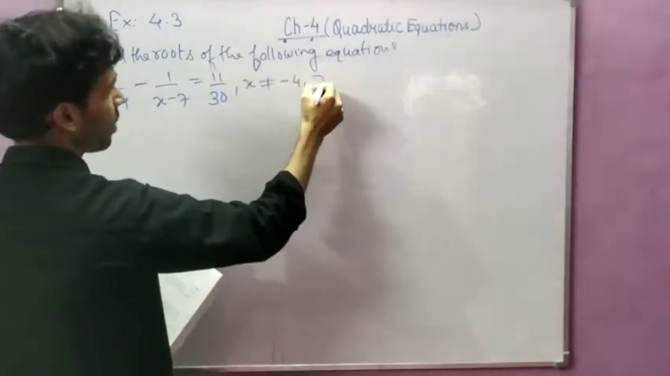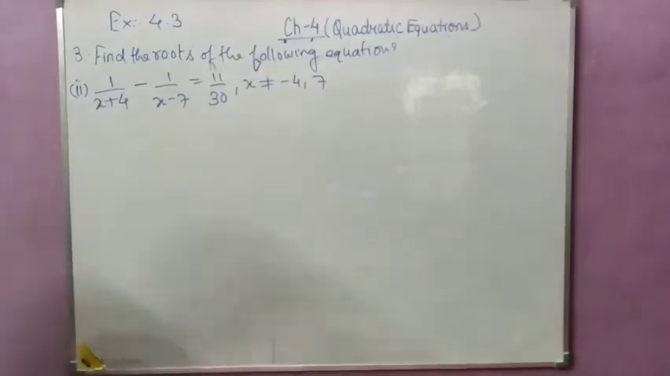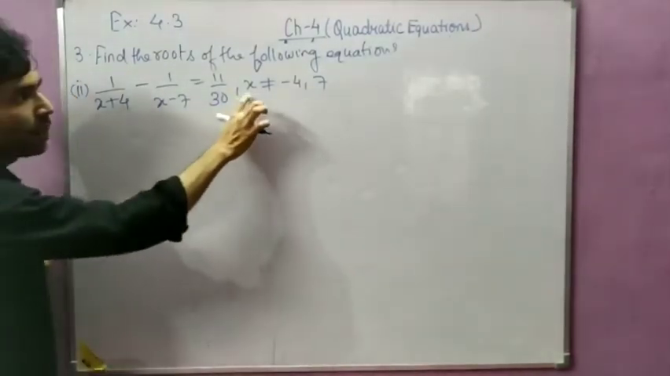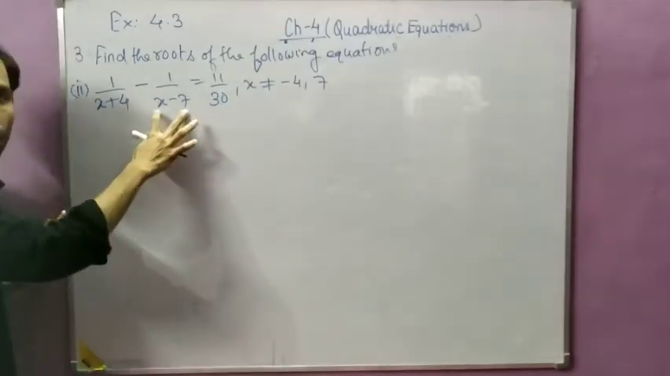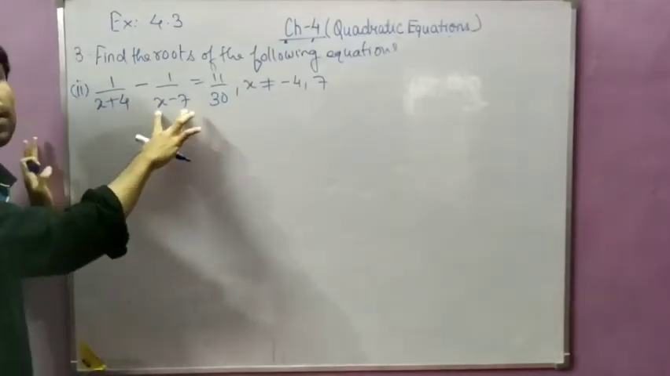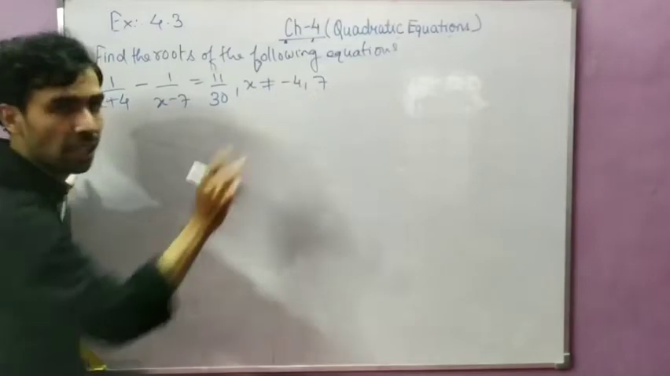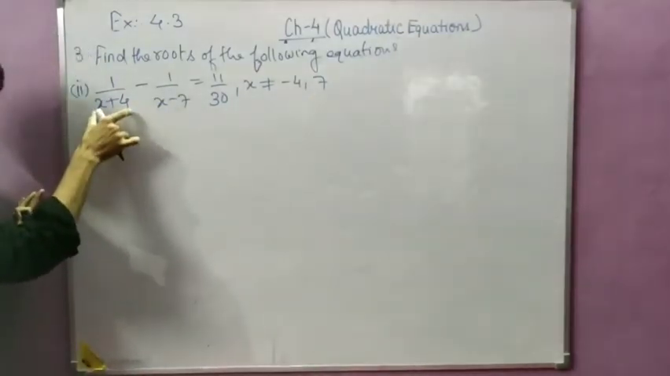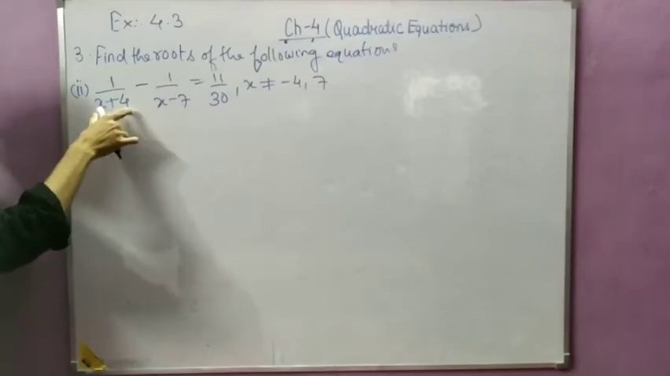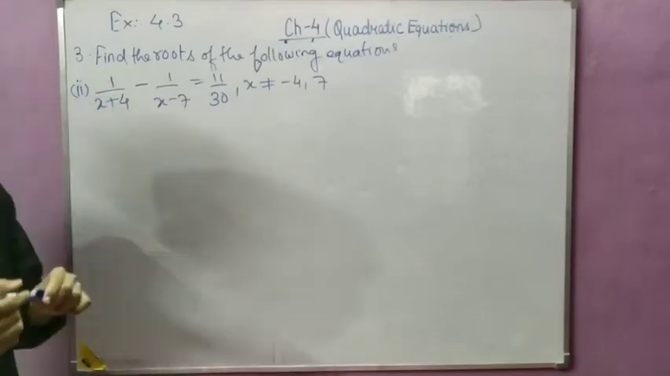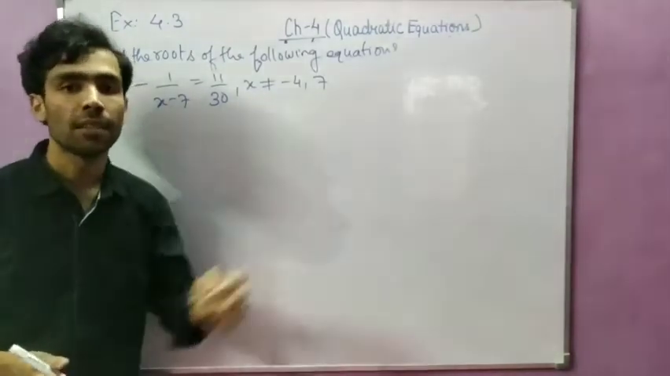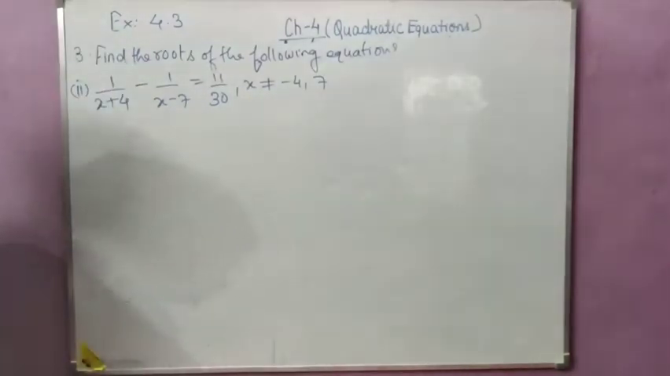Now students, understand this, why this is written: because when x will be 7, then this will become 0, and we don't want the denominator to be 0. So that's why x cannot be equal to 7. And similarly, when you put x equal to -4, this will become 0. And this is in the denominator, and we don't want the denominator to be 0. So that's why the value of x cannot be -4 and 7. Now solve it. Same method.